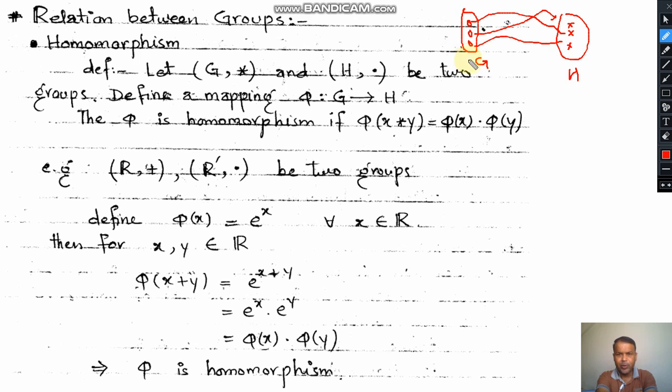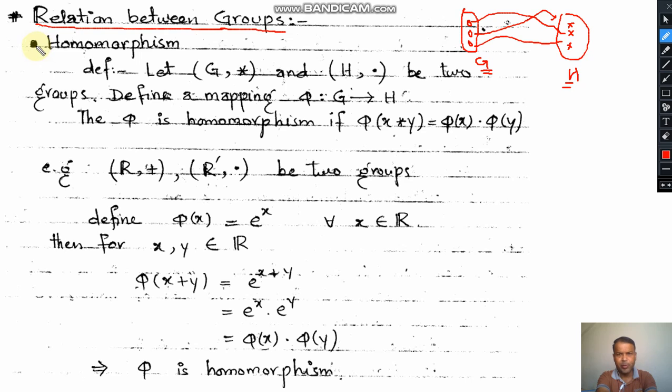Let us suppose we have two groups, G and H. I am giving the name G and the name H. The group G has some elements and similarly group H has some elements. If the elements of group G are associated with the elements of group H, then this association or relation is called a mapping. So groups can have different types of relations or mappings. In this case, we are going to discuss some specific relations between groups.